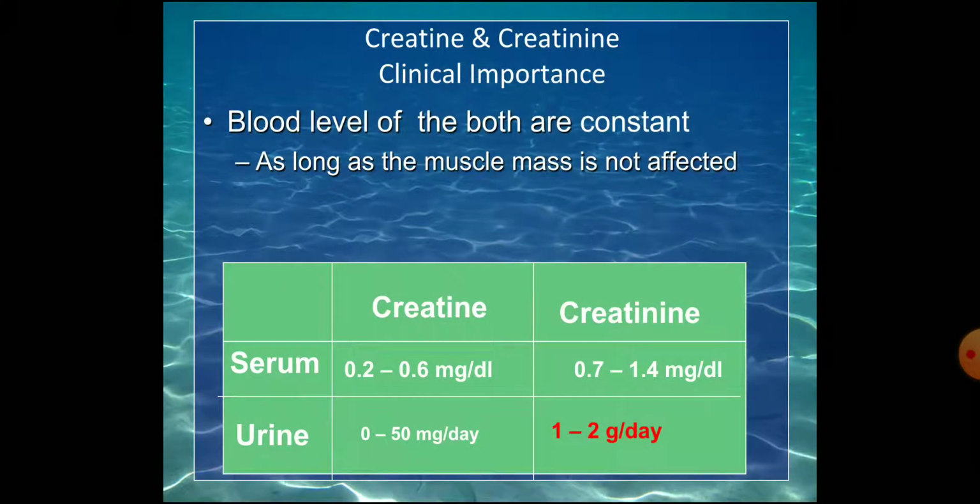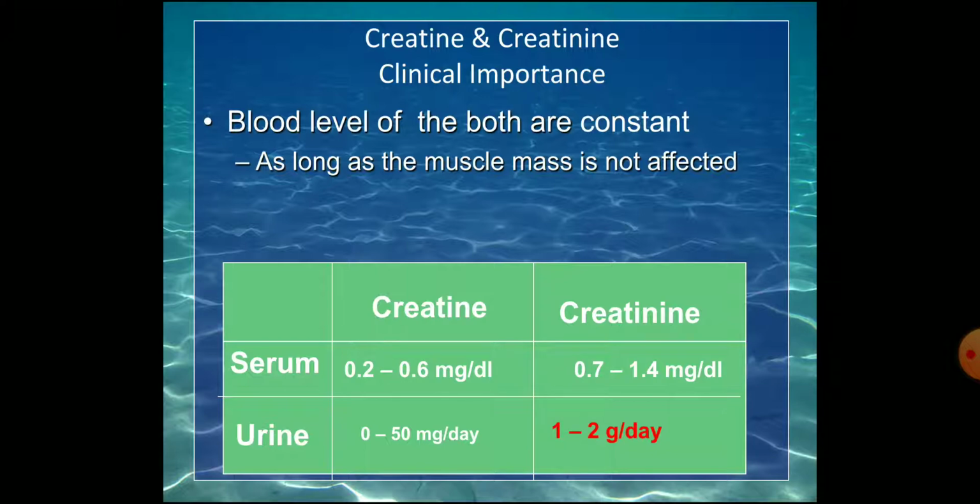Now, what is the clinical importance of creatine and creatinine? Blood levels of both are constant as long as the muscle mass is not affected. We have already mentioned that 95% is present in the muscle, so its level is almost constant as long as the muscle mass is constant. The serum level of creatine is 0.2 to 0.6 milligram per deciliter. Creatinine in the blood is 0.7 to 1.4 milligram per deciliter.